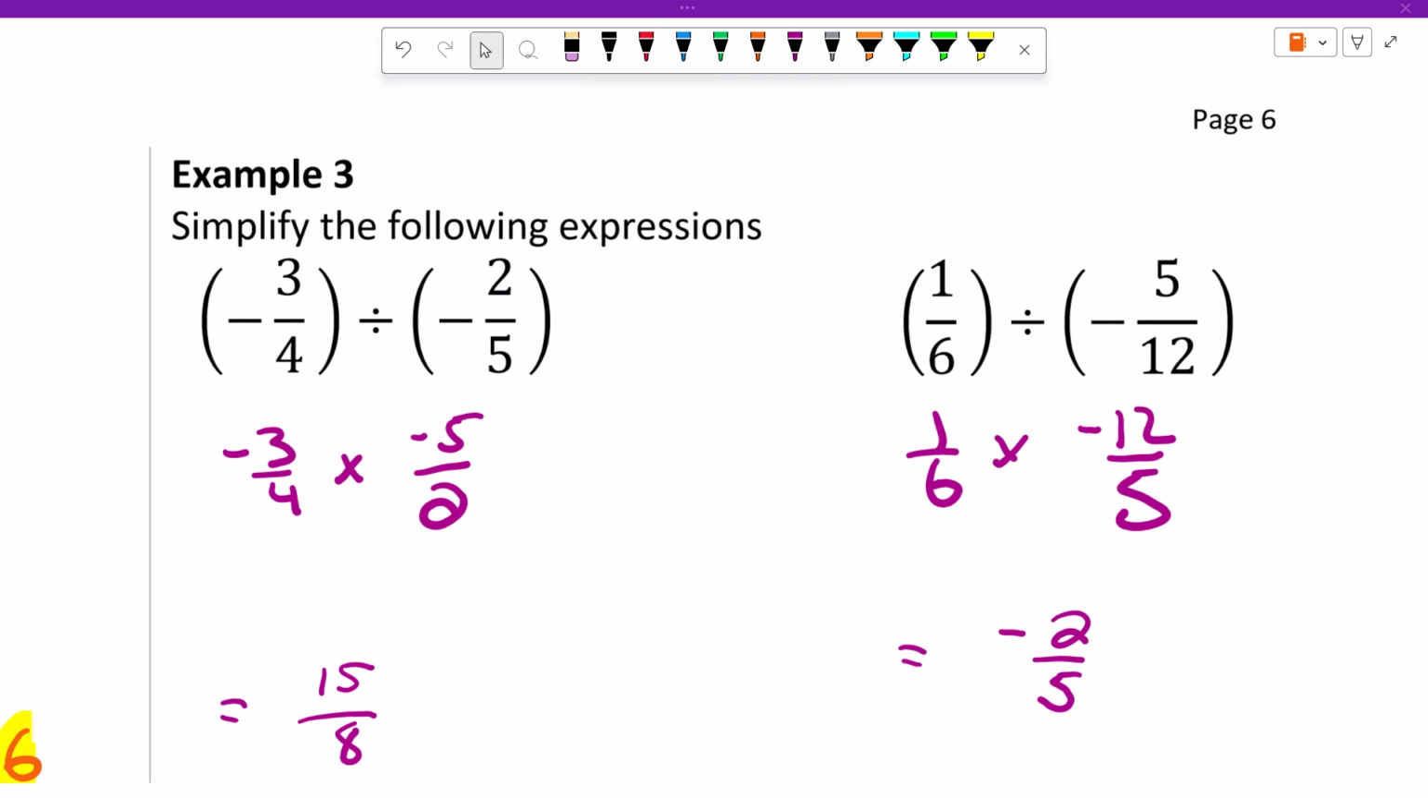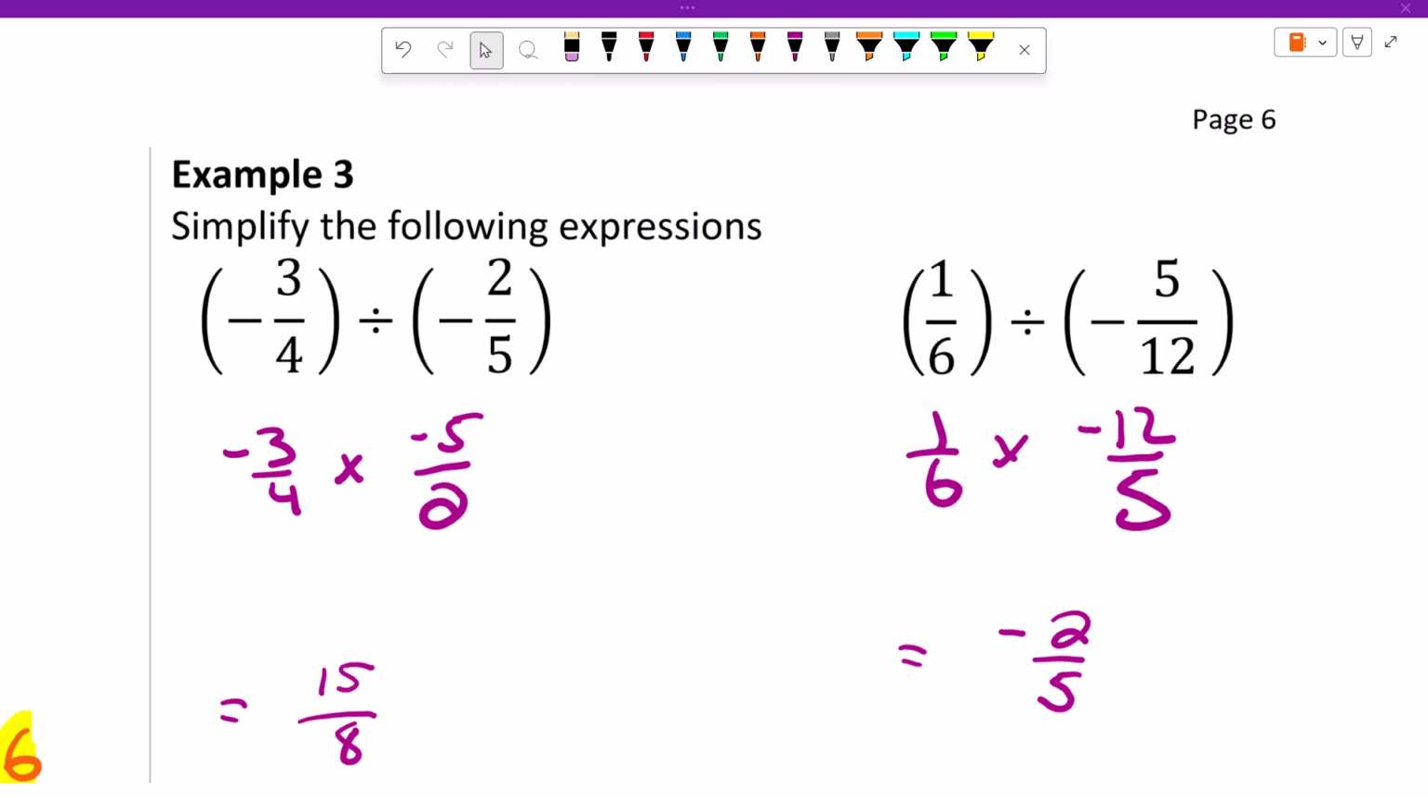I'm glad that most of you are getting these. So the first question, you flip the second fraction. Gabe, have a seat. There is no simplifying that can be done. That's fine. Sometimes that's the case. So multiply the tops together, you get 15, the bottoms give you 8.